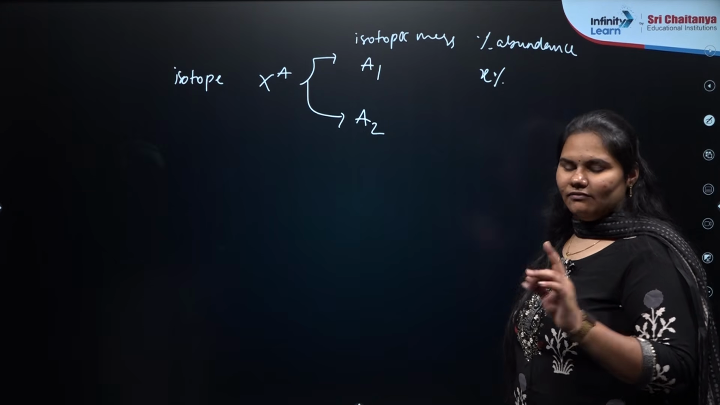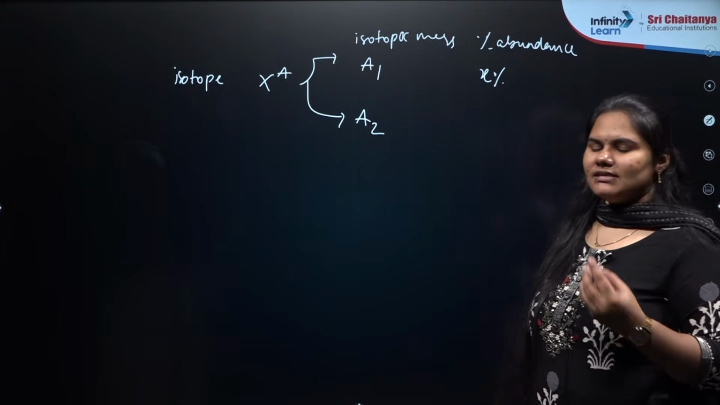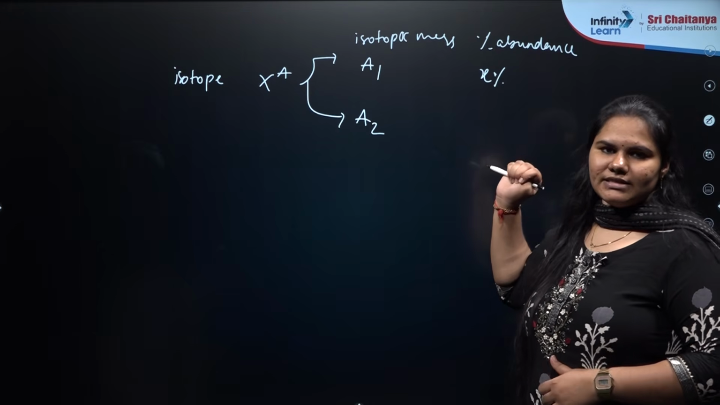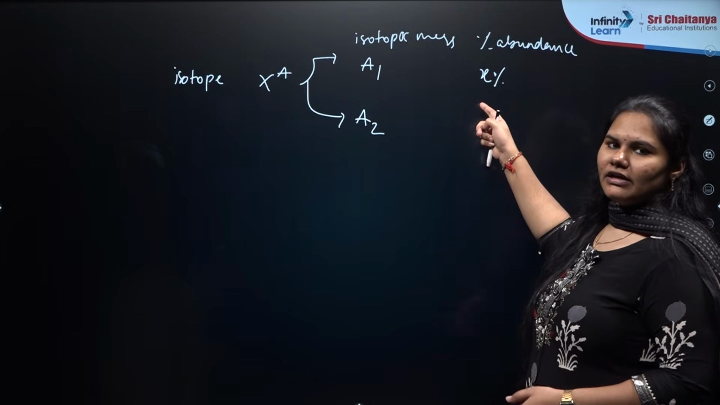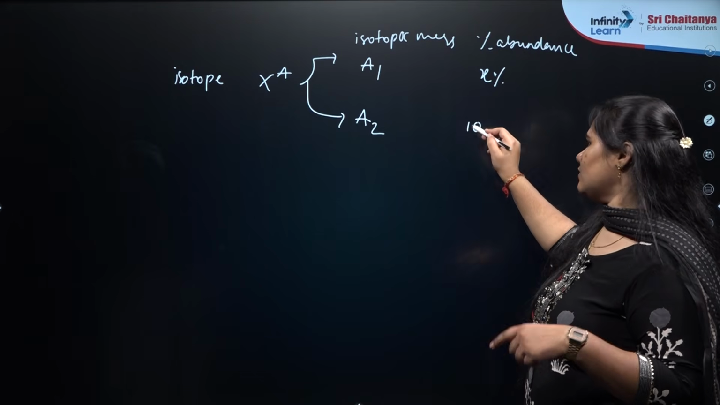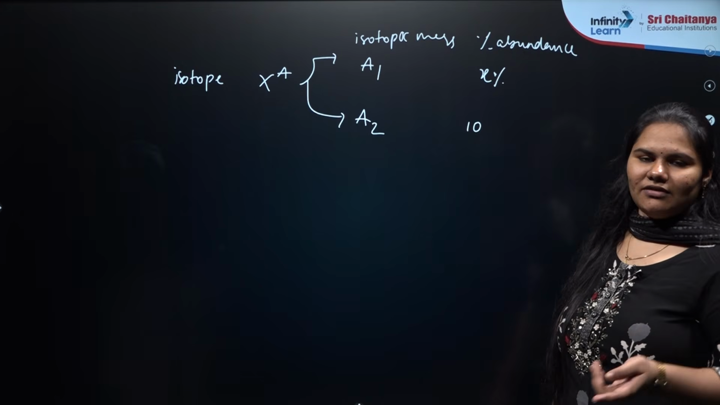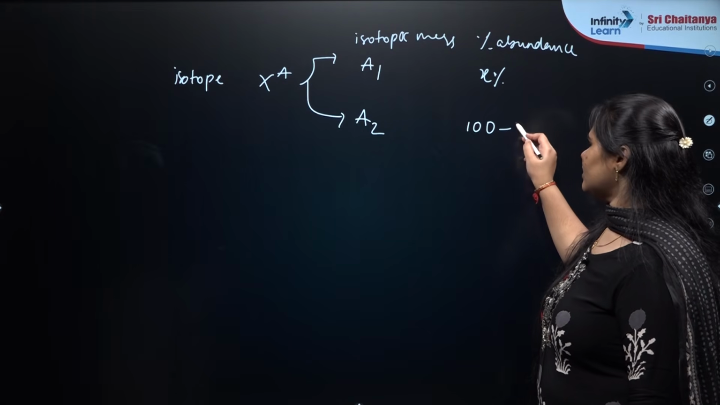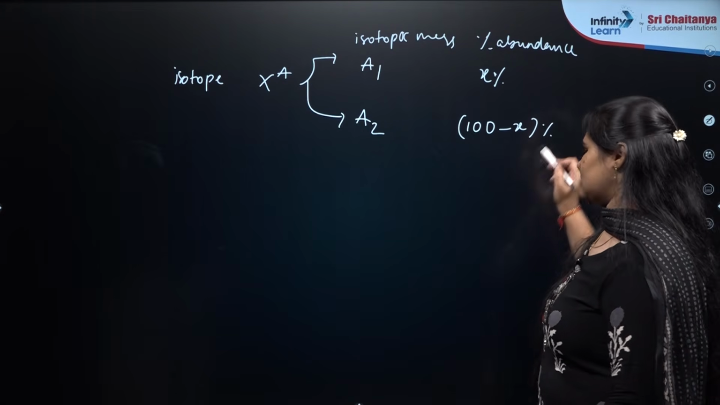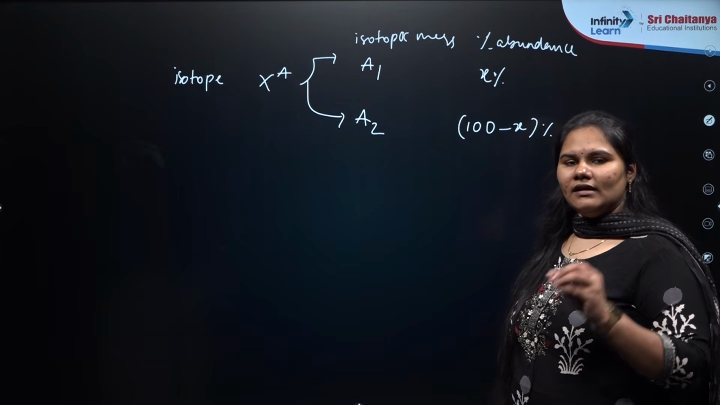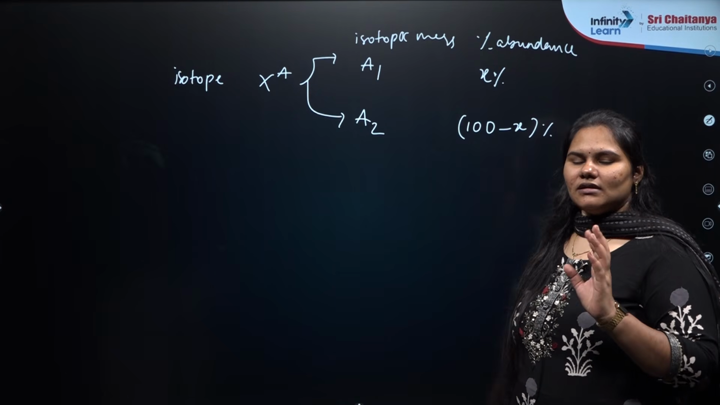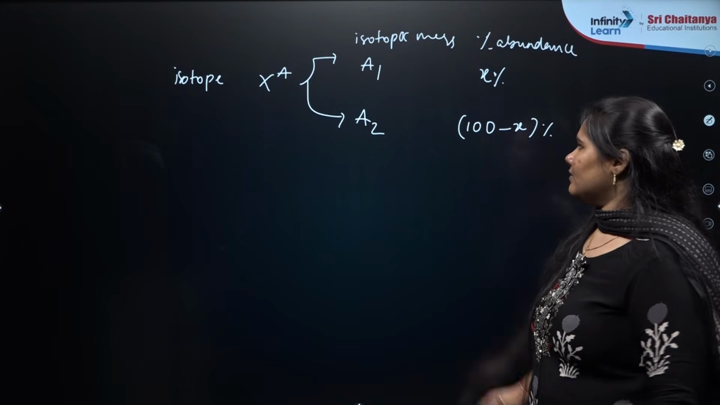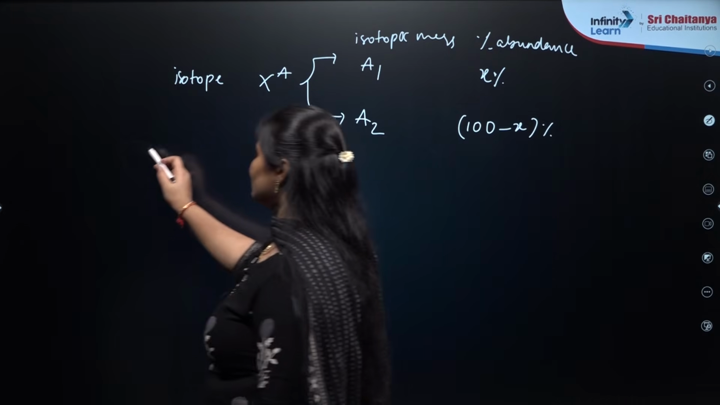In some cases they will give you the average atomic mass and ask you to find the percentage abundance. In that case, take one as X, and the other you should not take as Y, because we will only have one equation, and with one equation we can calculate only one unknown. So we take it as 100 minus X percent. Keep one thing in mind: the sum of the percentage abundances of all atoms should be equal to 100.